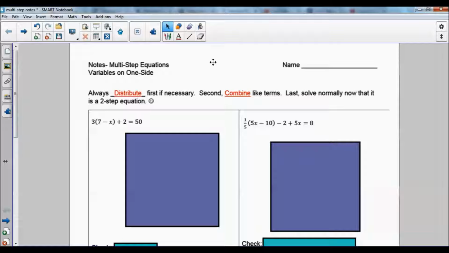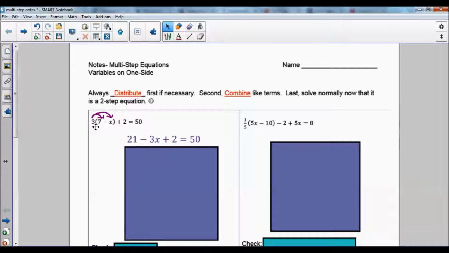Okay, so the first example, we have 3 parentheses 7 minus x plus 2 equals 50. We're going to have to distribute this 3. We're going to multiply it inside of our parentheses. So you're going to multiply the 3 times the 7 and the 3 times the x. So if we do that, what you're going to have is 7 times 3 gives us this 21, and 3 times the negative x gives you minus 3x. And then this part of the equation we just kept the same. So plus 2 equals 50. Okay, so remember when you distribute, you're multiplying inside and you're multiplying it to everything inside.